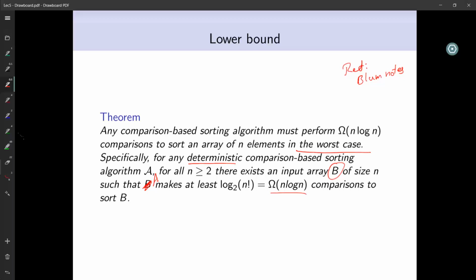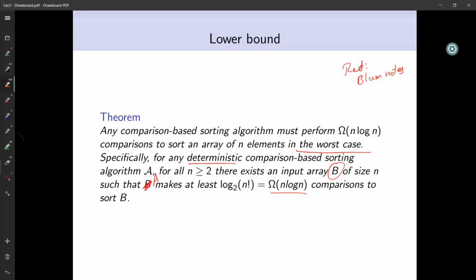It says for any algorithm, and for any sufficiently large n, here n greater than or equal to 2 should be enough, there is at least one array where your algorithm will have to make omega of n log n comparisons. This does not mean that for every n, for every array, your algorithm will make n log n comparisons. No, there could be instances where your algorithm requires only order n comparisons. This only guarantees just one array. In fact there could be more than one array, but it just guarantees one.